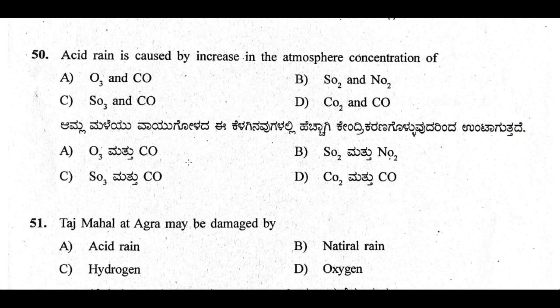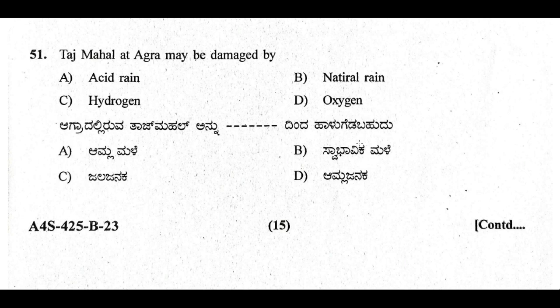Question number 51. The Taj Mahal at Agra may be damaged by acid rain, natural rain, or option D, hydrogen or oxygen. The Taj Mahal may be damaged by acid rain, because acid rain reacts with the marble of the Taj Mahal, which is made up of calcium carbonate, and this results in the change of the color of the marble from white to pale yellow. So the acid rain due to industrialization in Agra is damaging the Taj Mahal. So the right option is acid rain.